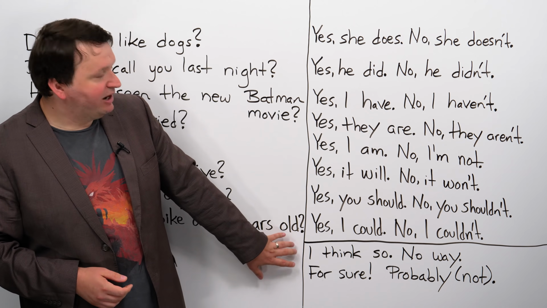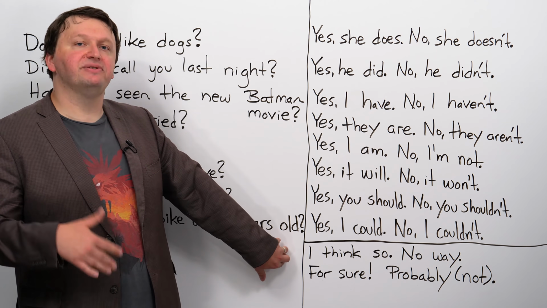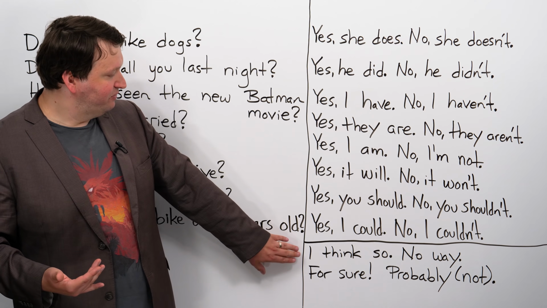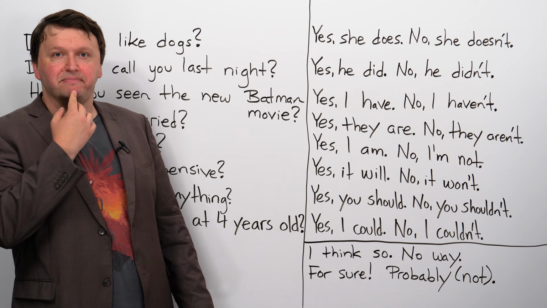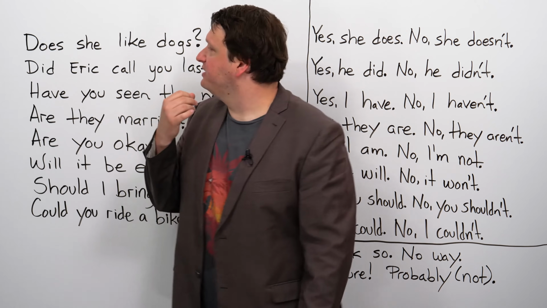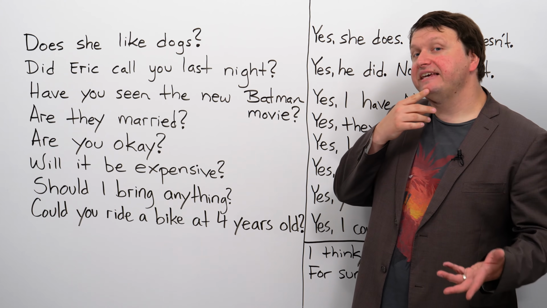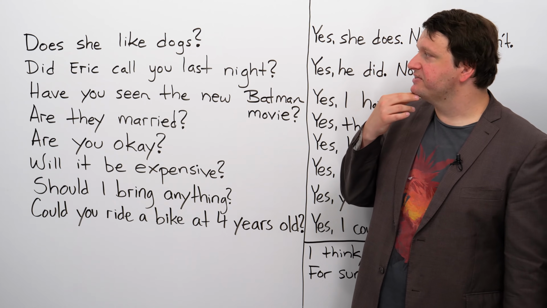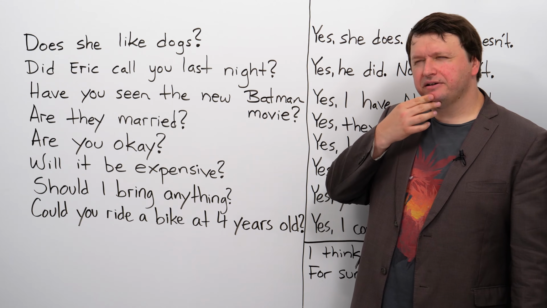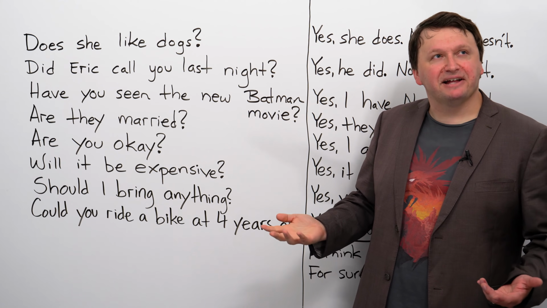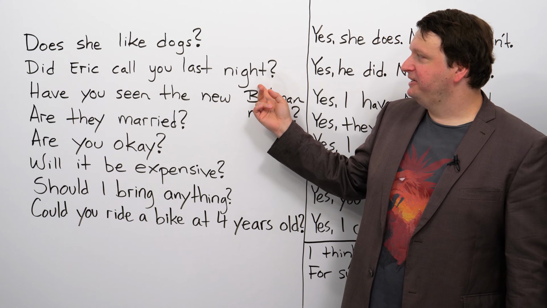So I put some other possibilities for other answers that you could give to some of these questions. So for example, I think so. This is like maybe, you're not sure. Which question could we ask to get the answer, I think so? Does she like dogs? I think so. Or is it cats? I'm not sure. Okay. Did Eric call you last night?